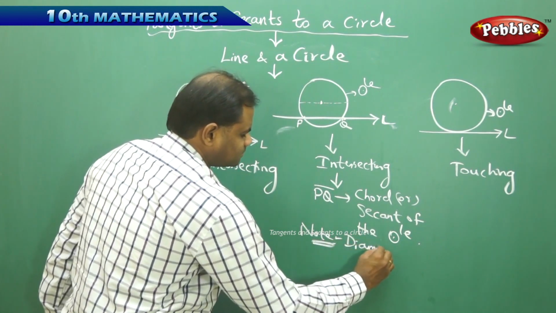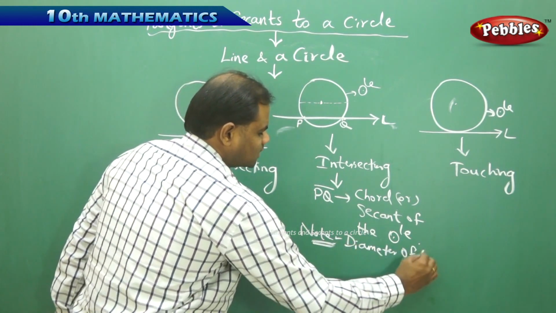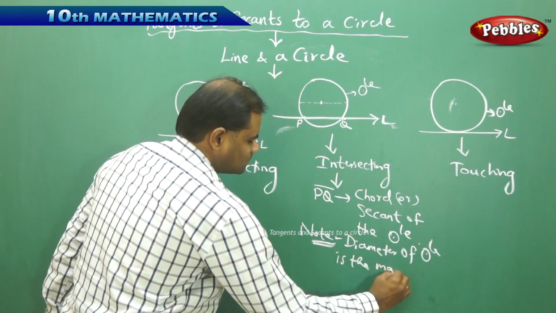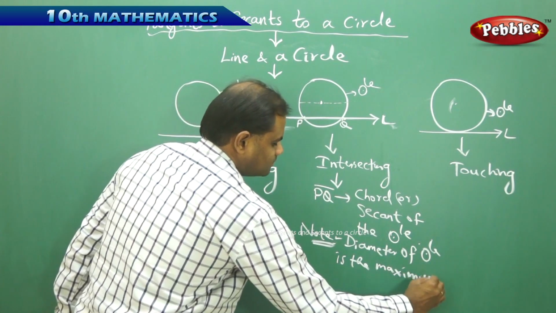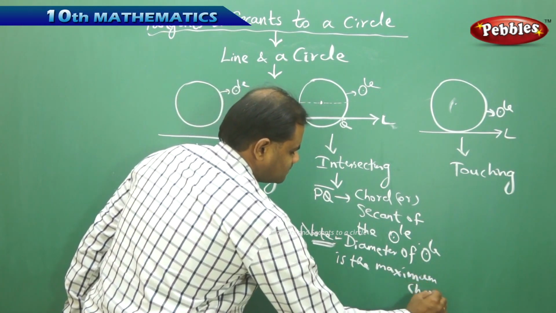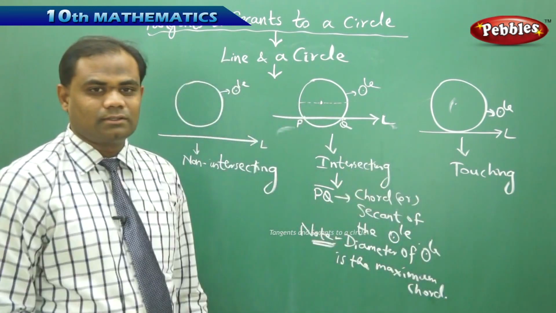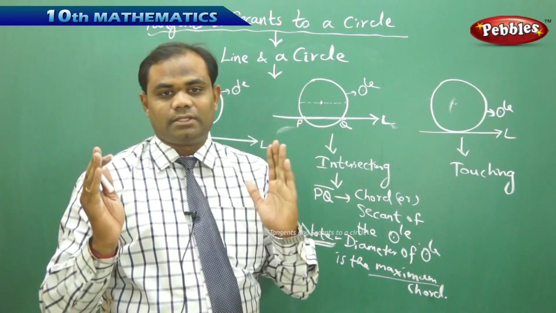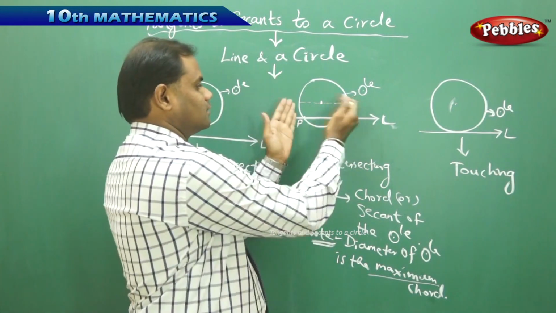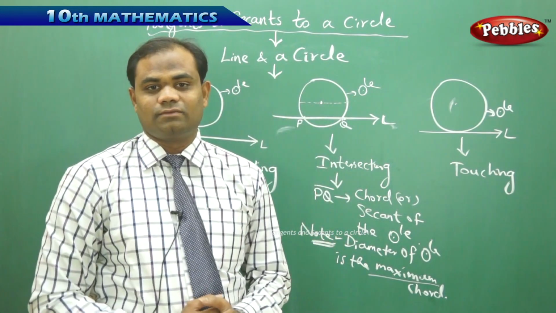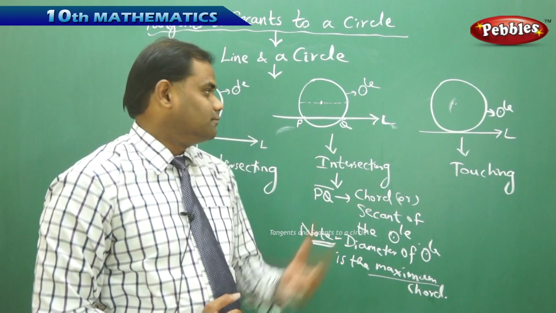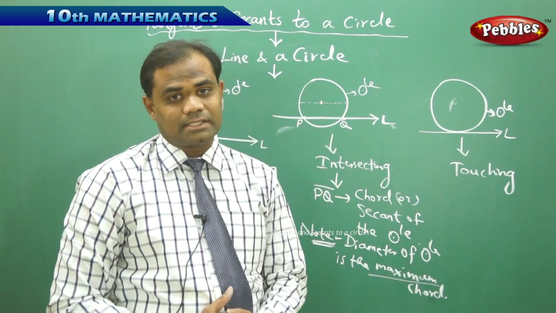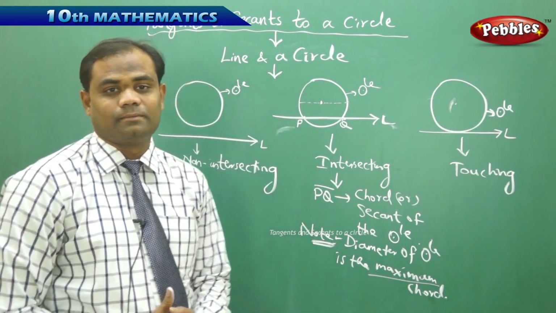Diameter of circle is the maximum chord of circle. The word maximum because the diameter is that length where we have the highest segment of the circle. And if it acts as the chord, then diameter of circle will be referred as the maximum chord.